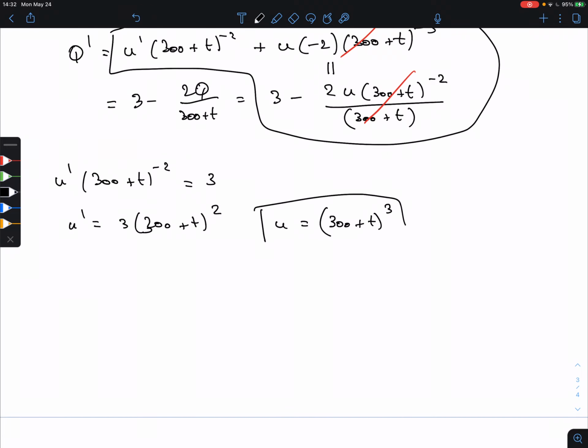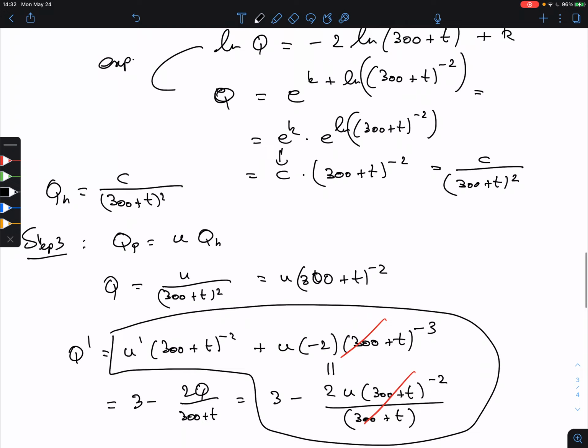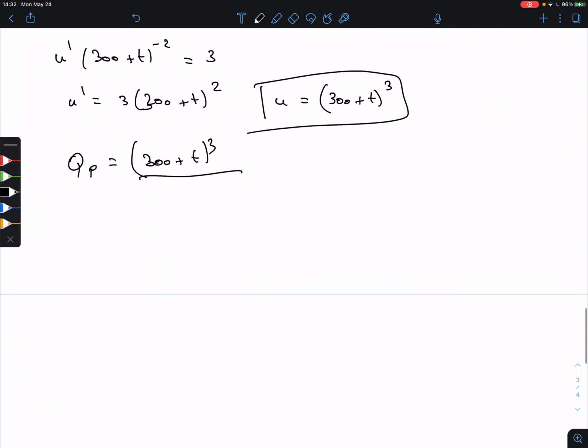So this is a particular solution. We don't bother about constants because we only need one. Well, the particular solution, of course, is this guy. So this is (300 plus t) cubed divided by, and that was 300 here. Here is our form, right? (300 plus t) squared. So actually, all powers cancel and we have one left.